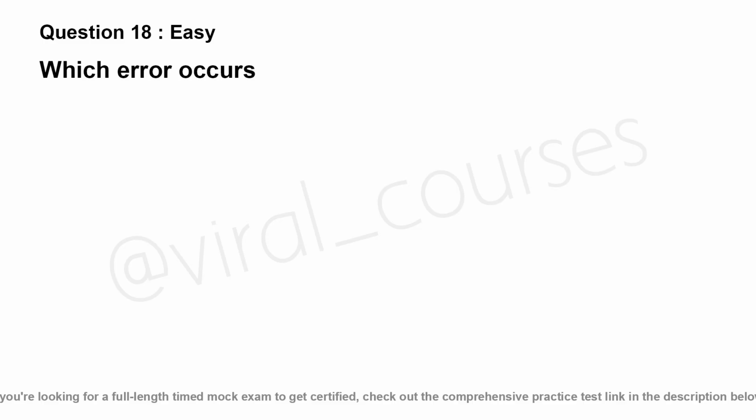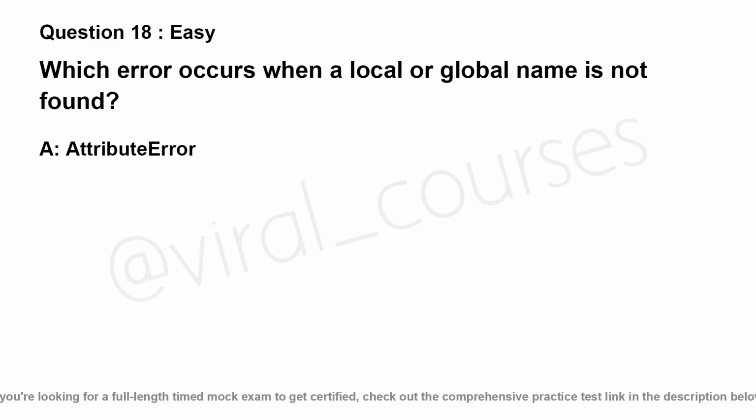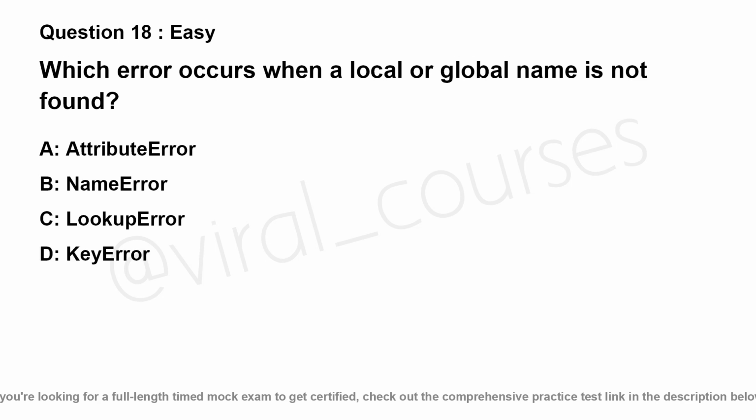Which error occurs when a local or global name is not found? Option A, AttributeError. Option B, NameError. Option C, LookupError. Option D, KeyError.